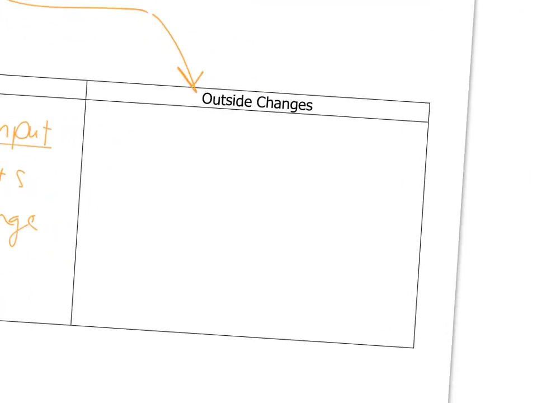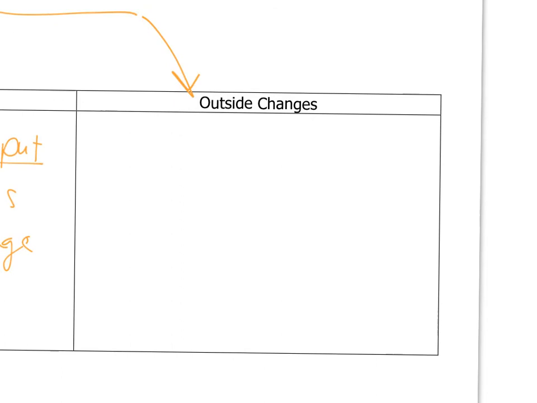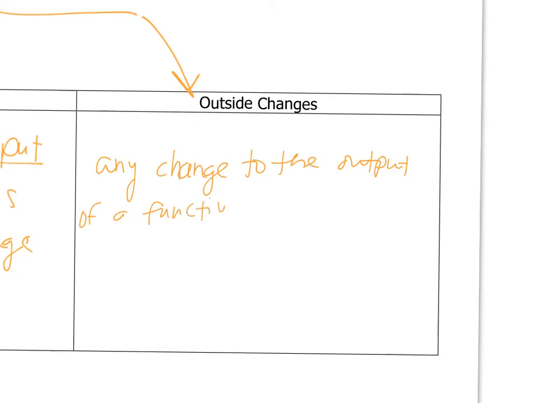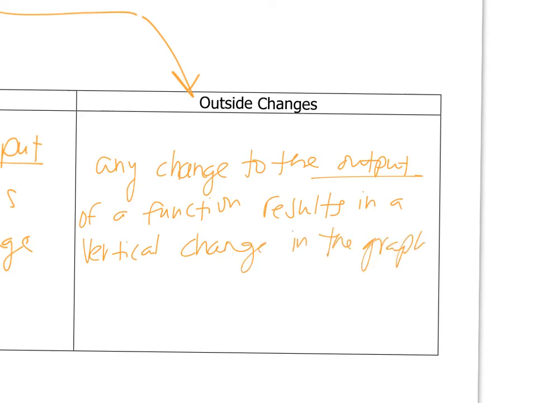On the other hand, any change to the output of a function results in a vertical change. So that first example we saw, y equals g of x and then plus k. So let's really look at the difference in changing the input versus the output.